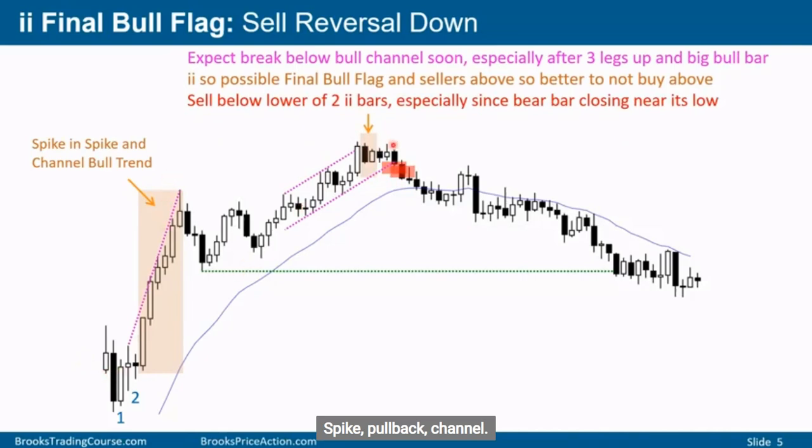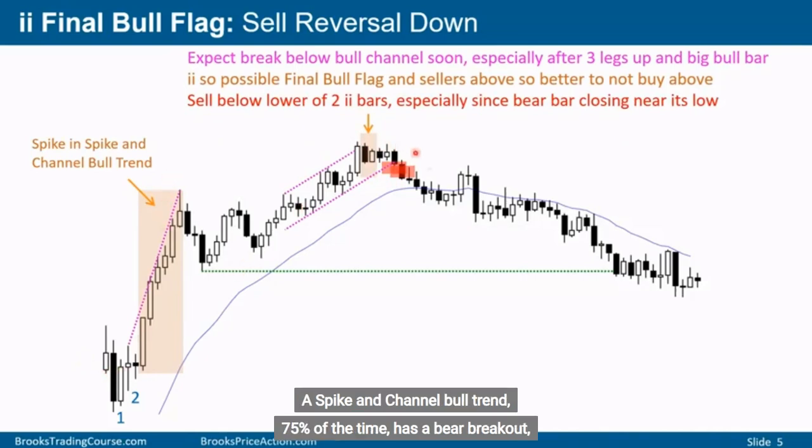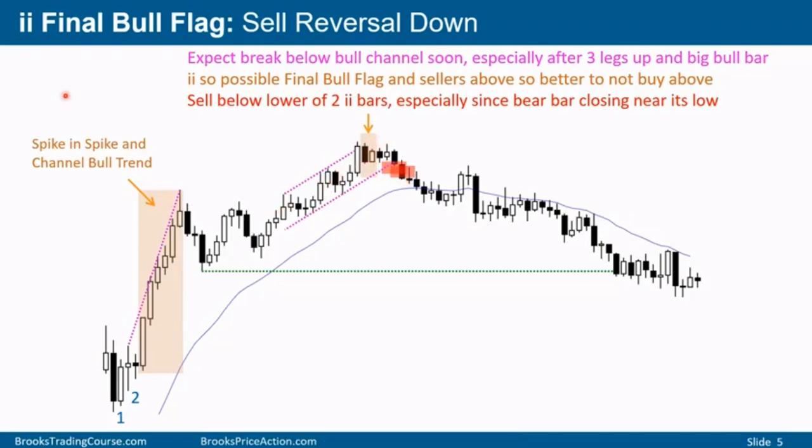Spike, pullback, channel. A spike and channel bull trend 75% of the time has a bear breakout, a break below the bull trend line, and a test down, and then either a trading range or a conversion into a bear trend. If it's a trading range, it then can resume up. In this case, we broke above the top and we reversed down. It was the final bull flag, so this is a final bull flag top.